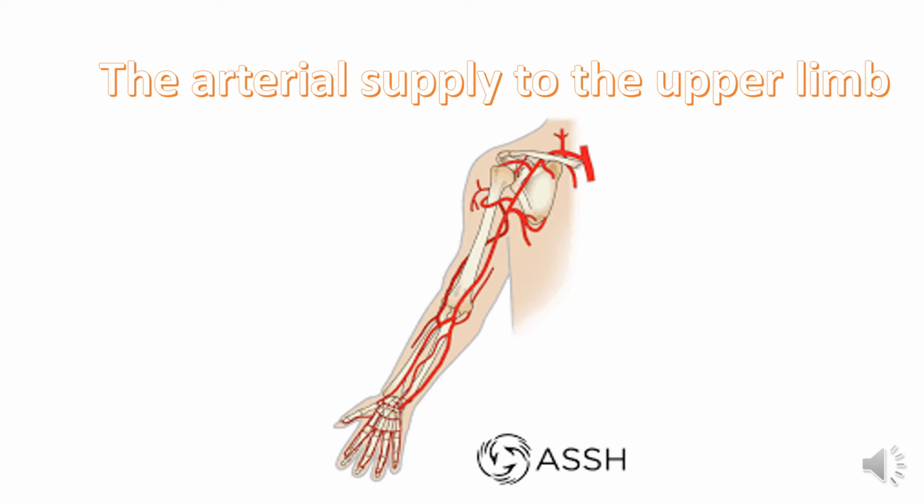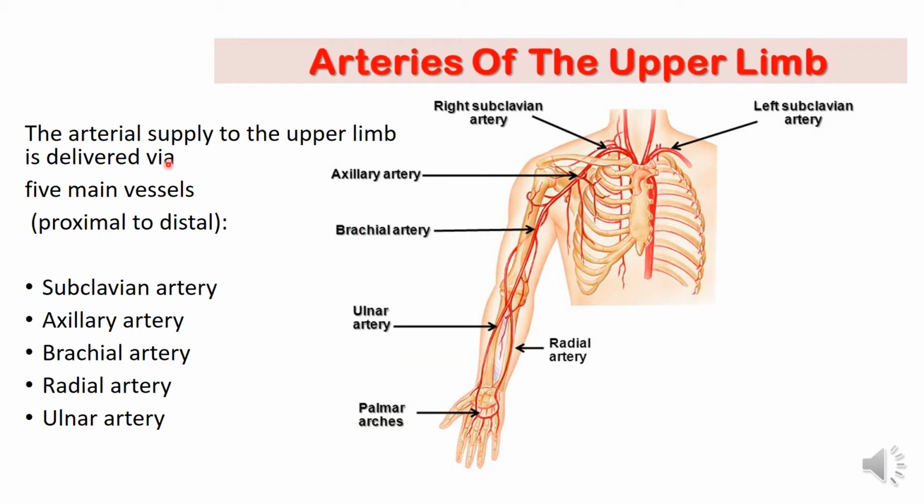Arterial supply to the upper limb. The arterial supply to the upper limb is delivered via 5 main vessels. The 5 main vessels are subclavian artery, axillary artery, brachial artery, radial artery, and ulnar artery.